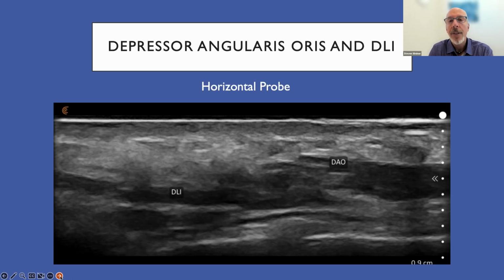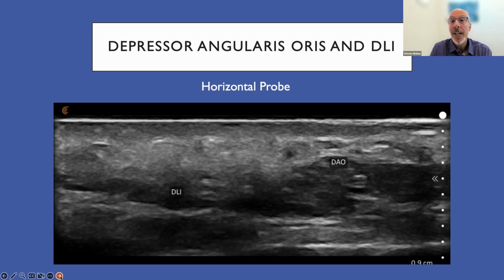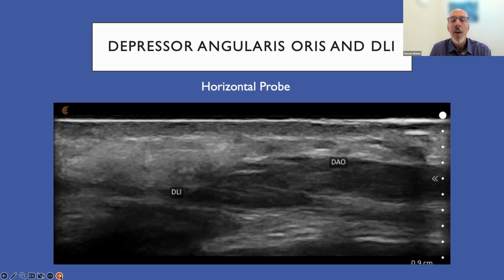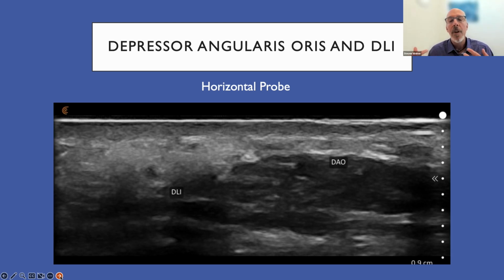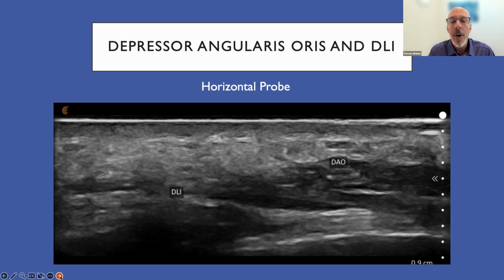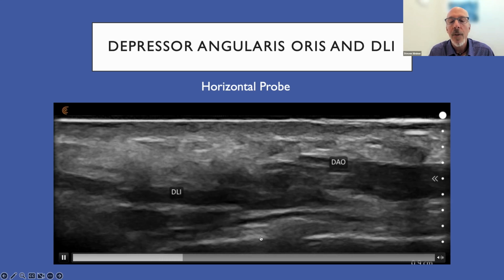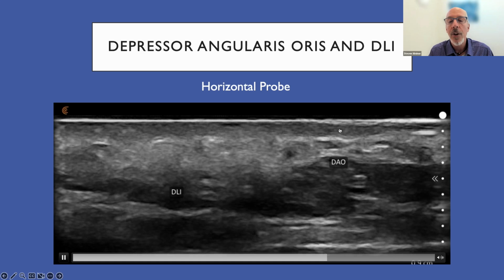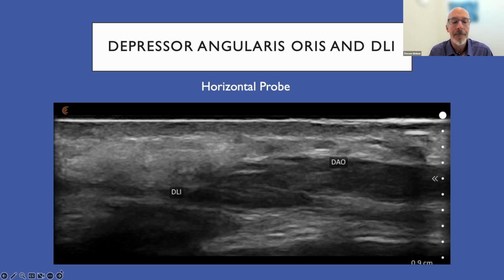I want to point out that the DAO has a relationship with the DLI. And what I'm doing here is I'm alternating between frowning and smiling. When I smile, the DLI is activated. When I'm frowning, the DAO is activated. But more importantly, I want to show you that there's an overlap between those two muscles. And that's where we get into trouble when we're injecting the toxin. So make sure when you're injecting toxin that you're doing it superficially and laterally.